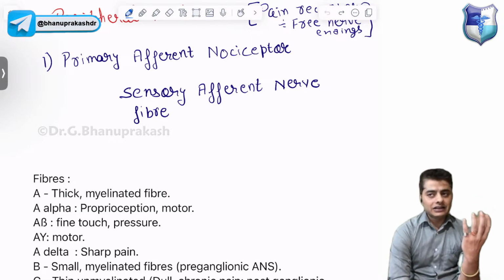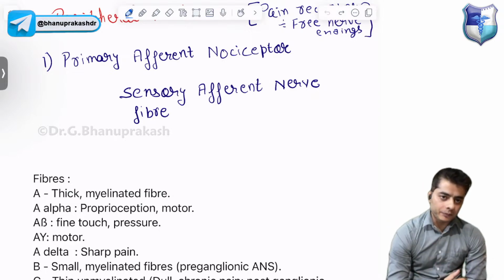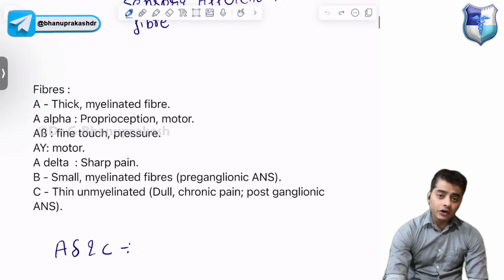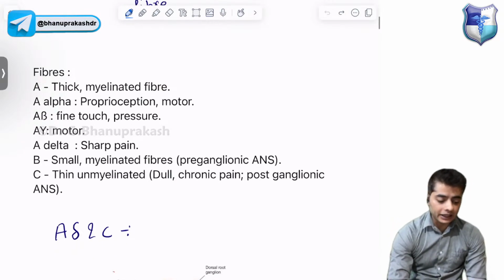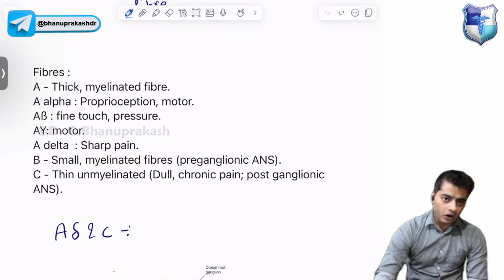Now, we all know that there is a nerve fiber. When we touch anything, that stimulation will be carried by the nerve fiber. A nerve is made up of a lot of fibers, which are A fibers, B fibers, and C fibers. And we all know from our physiology that A fibers are thick myelinated fibers, B are small myelinated fibers, and C are thin unmyelinated fibers. Now, A alpha fibers are meant for proprioception and motor. A beta are meant for fine touch and pressure. A gamma are meant for motor. A delta for sharp pain, and C for dull chronic pain.